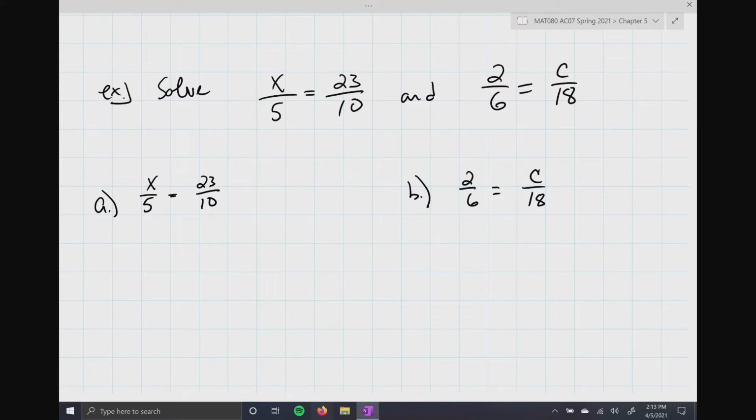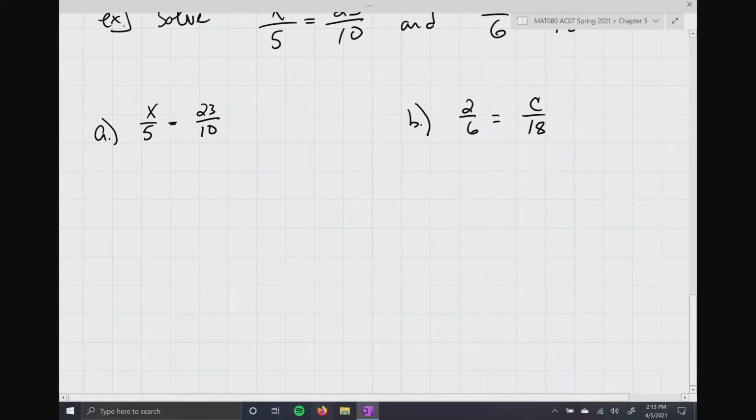Okay, we ready? I think the first one's more difficult than the second. I could be wrong, though. All right. So let's go over the first one. We'll go over A.